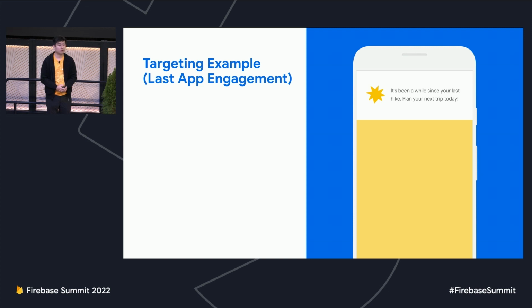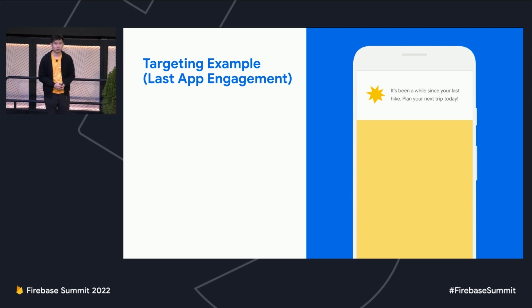Since the weather has gotten a lot nicer, we want to send a reminder to our users, encouraging them to get out more outdoors recently. So who should we send this notification to? We probably don't want to send it to users who are already regularly using our app. So how about we send it to those who haven't opened our app within the past 2 weeks? For that, we can use the last app engagement targeting criteria. This will allow us to send a reminder to those who haven't opened our app within the last 2 weeks.